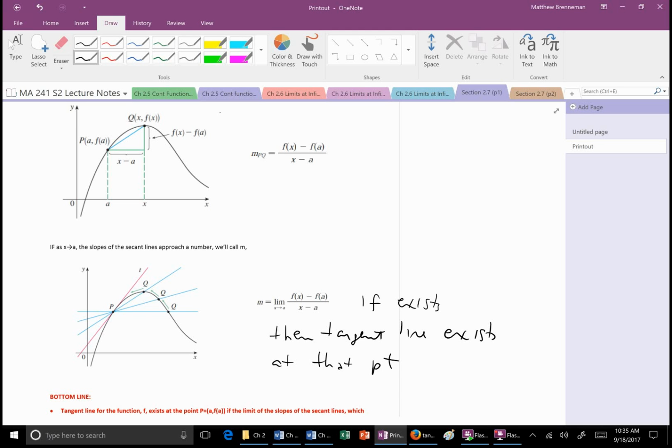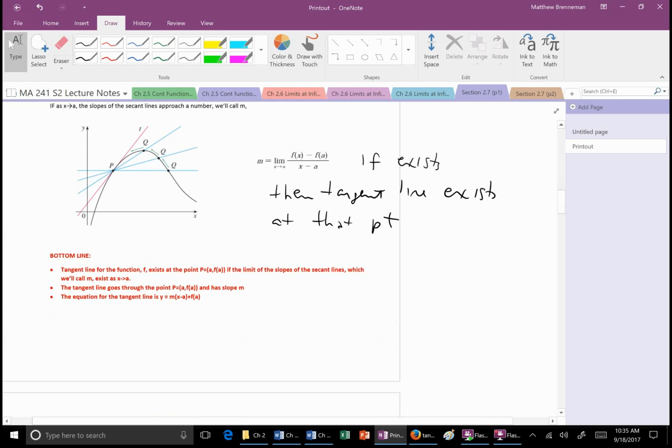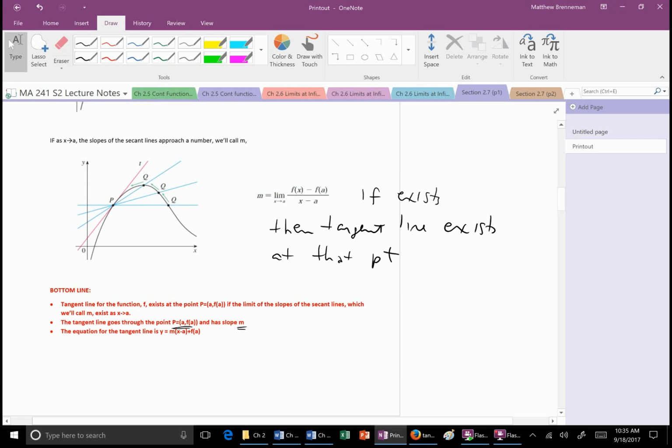So if this limit exists, then there's a tangent line. It goes through this point, it has this slope, and we know the equation. I pick any other point out here on this tangent line, and I'm going to call it (x, y). What do I know? I know that the slope is equal to y minus f of a over x minus a for any point on the tangent line.